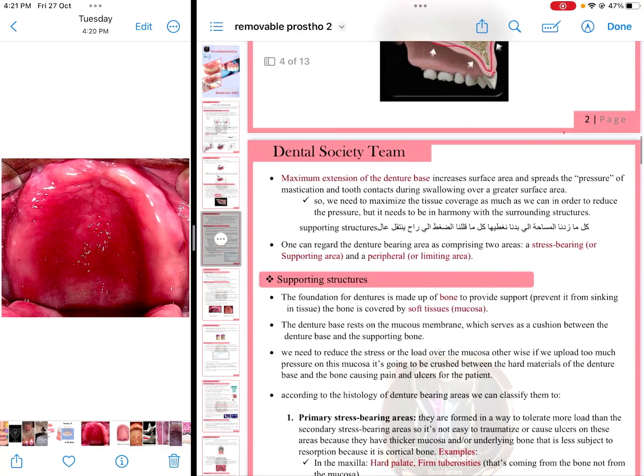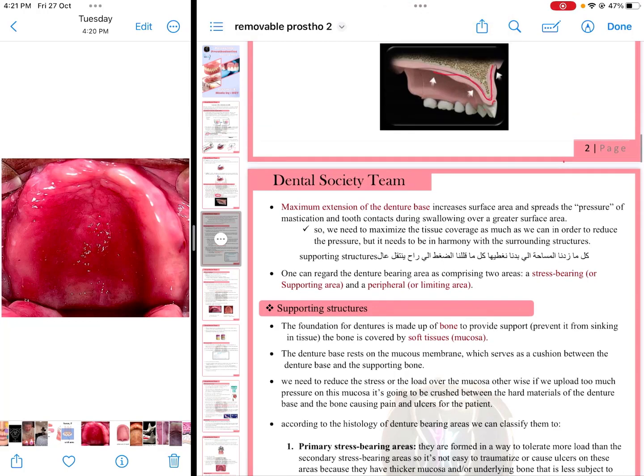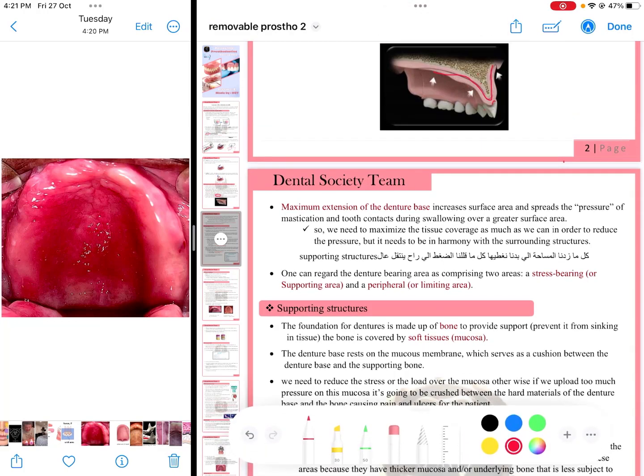Now, how can we decrease this compressibility, or how can we decrease this pressure, how can we decrease these forces? We can decrease it by increasing the surface area. You know in physics, pressure equals force over surface area, right? So if we increase the surface area, the pressure will decrease. If we extend the denture base and increase the extension, the surface area will increase, so the pressure will decrease because the force will be spread.